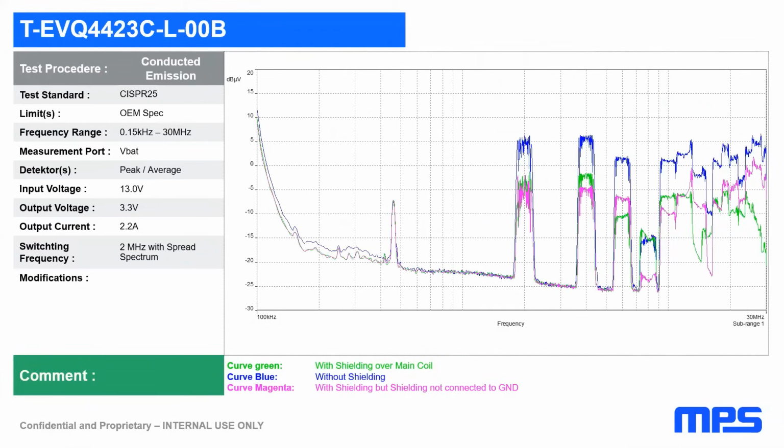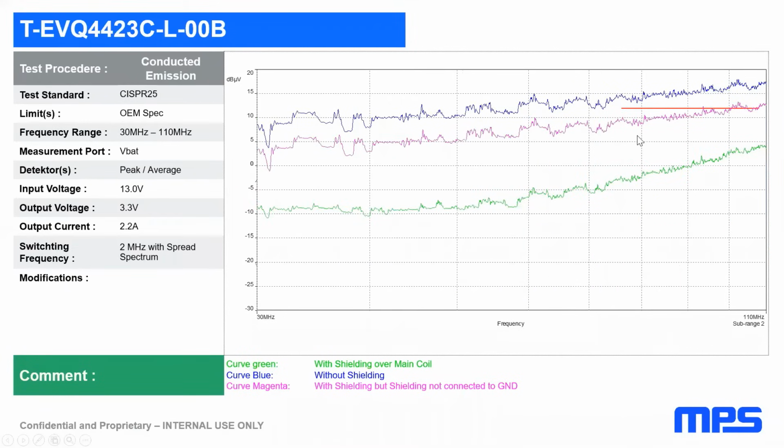We made further experiments checking how important the grounding of the shield is. So we connected the shield on both sides to ground. This is the pink result. This is the green result. And we also made an experiment with one side grounded and the shield floating. So it's placed on top of the PCB, but not connected to ground. And you can see there is still significant improvement in the high frequency range.